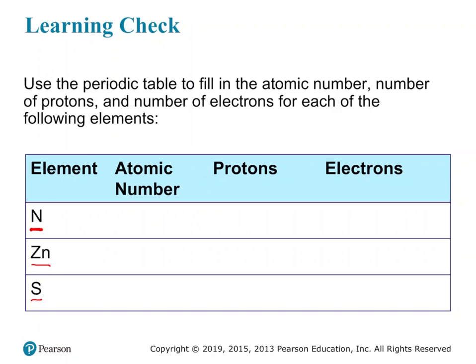Nitrogen. What about Zn? What does that stand for? Zinc. And then what about capital S? Which element has the symbol capital S? Sulfur. All right, so let's look up those 3 elements and their atomic numbers.